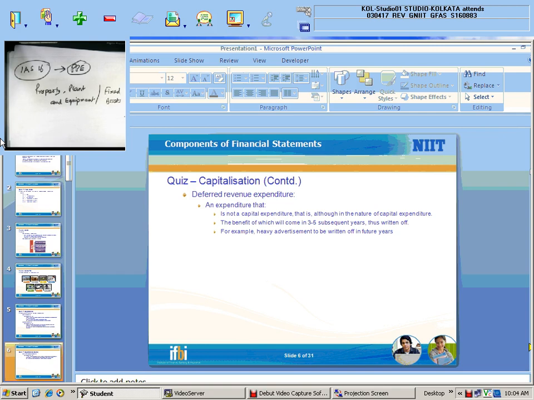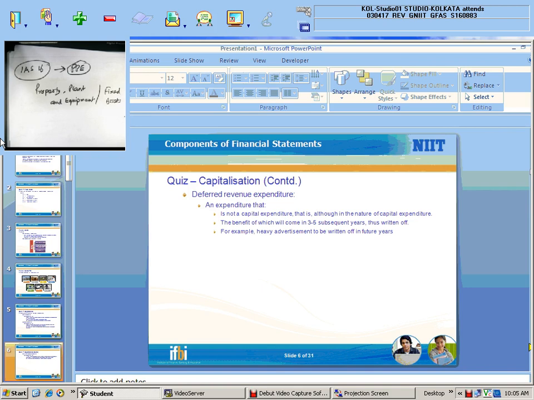Insurance is normally a revenue expenditure. Insurance premium is paid year to year; you normally pay an annual premium. Unless you take an insurance policy for 5 years and pay the entire premium at the time of taking the policy. Then the first year's premium will be treated as a revenue expenditure, and the remaining will be deferred revenue expenditure.